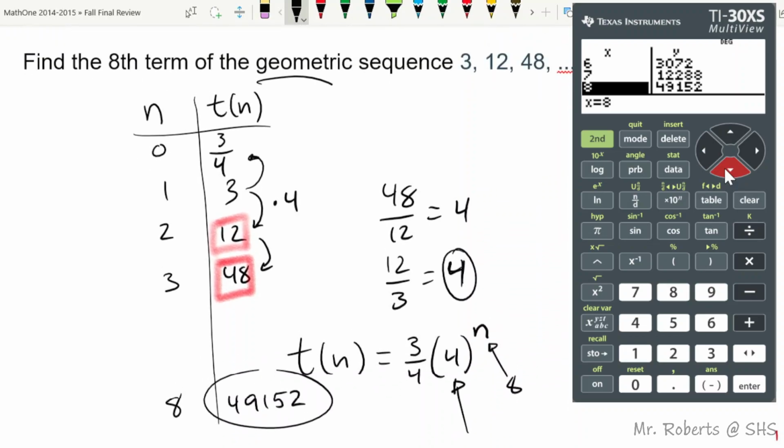So again, when we're looking at a geometric sequence, our common ratio is what we keep multiplying by. So I can continue to multiply by 4. And this is my zeroth term. It's the term that precedes the first term in the sequence.